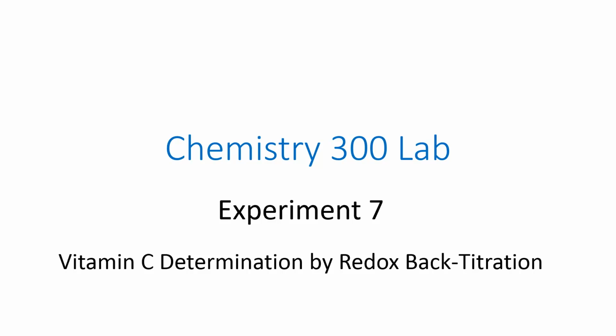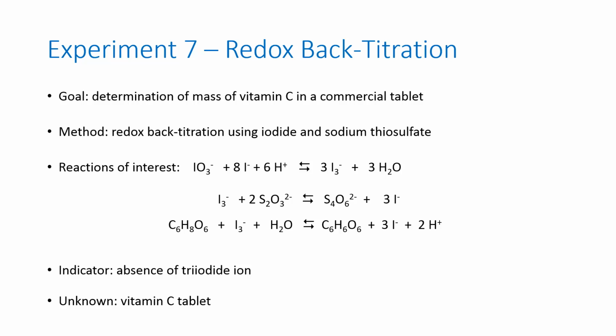This is the introduction to Experiment 7 for Chem 300, Vitamin C Determination by Redox Back Titration. This is the second week in a row we're going to do a redox titration, but the data analysis for this one is going to be a little bit different. The goal for this experiment is to determine the mass of vitamin C in milligrams in a commercial vitamin C tablet. The method we're going to use is a redox reaction with iodide and sodium thiosulfate.